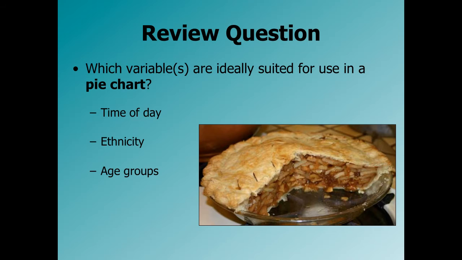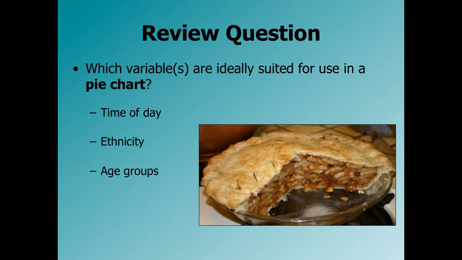Review question. Which variables are ideally suited for use in a pie chart? You've got time of the day, ethnicity, and age groups. So you want to create a pie chart. Out of those, which one do you think would be your best bet? You guessed it. It is ethnicity.